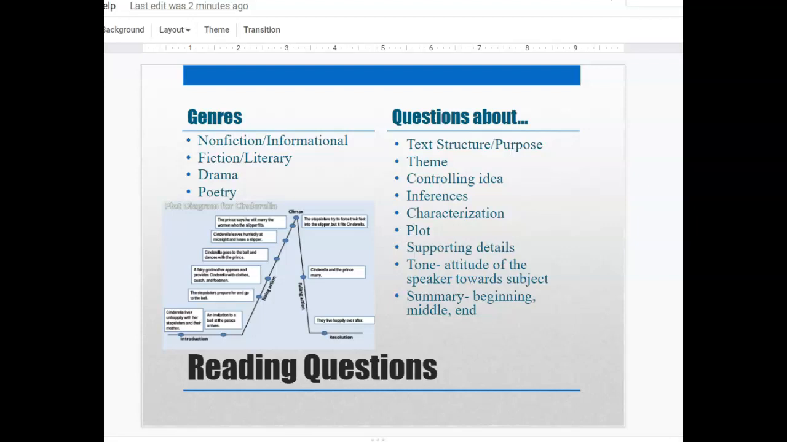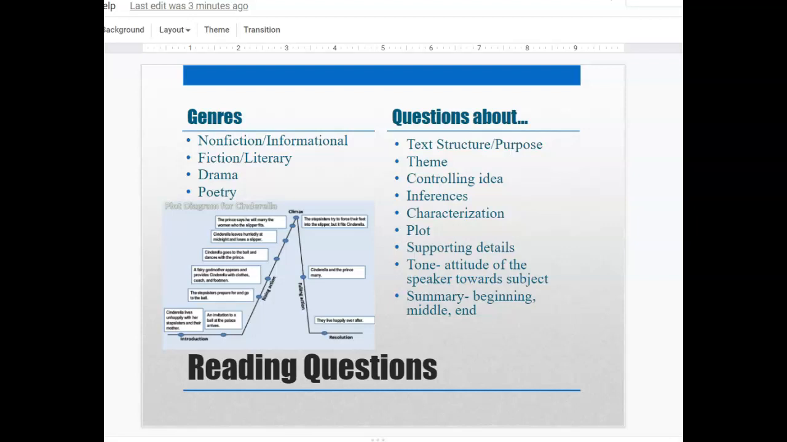And remember, they're looking for questions about text structure, like what's the purpose of this piece. They're looking for evidence, controlling idea, summary, what details do they use. Then you'll have at least two passages of fiction or literary text, which could also include drama and poetry. So think about plot, think about characterization, think about the tone or attitude of the speaker.